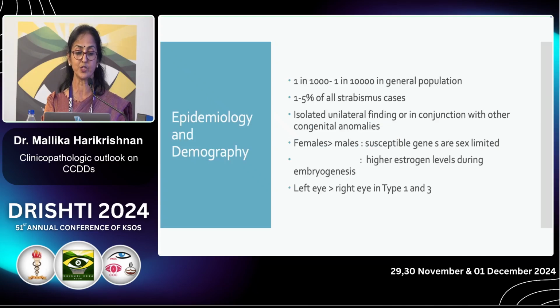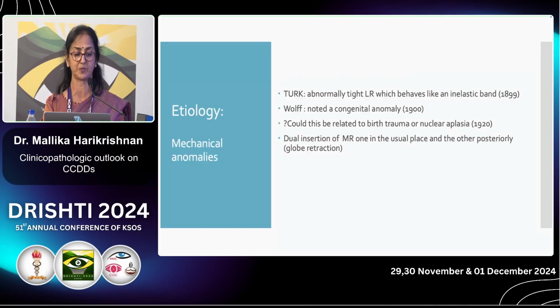The incidence is 1 in 1,000 to 1 in 10,000 in the general population, and 1 to 5% of all strabismus cases are DRS. It may be an isolated unilateral finding or in conjunction with other congenital anomalies. Females are more commonly affected because the susceptible genes are sex-linked or there may be higher estrogen levels during embryogenesis. The left eye is more commonly affected than the right eye, especially in type 1 and type 3.